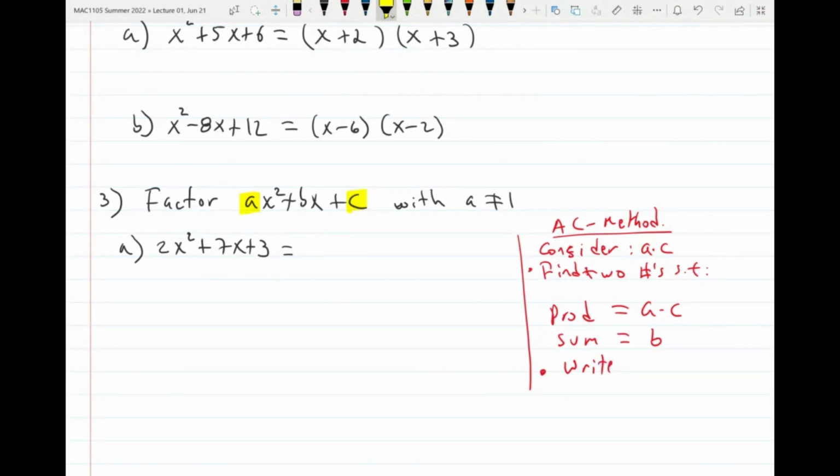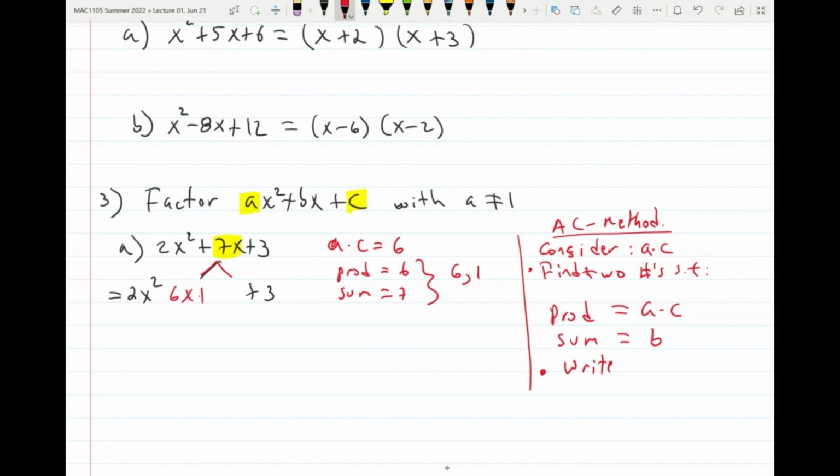Okay, so let's actually do it here. So here, A times C equals 6, right? 2 times 3. So I need two numbers whose product equals 6 and the sum equals 7. What are these numbers? 6 and 1. Good. Now, once you have these numbers, what's the next thing? Well, because 6 plus 1 is 7, you're going to take the middle guy and write it as the sum of 6 plus 1. Okay? So now we take the middle guy and we write it as 6x plus x.